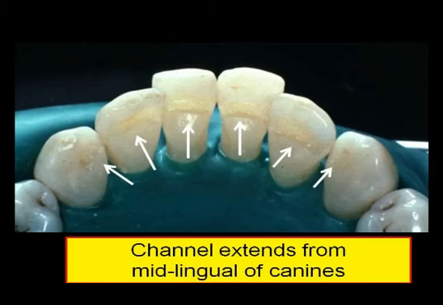So here we're seeing, for this misaligned case, a channel extending from the mid-lingual of the canine to the canine on the other side, from 22 to 27. You can see it's been placed with an inverted cone burr. It's the width of a 2 millimeter wide ribbon THM fiber.